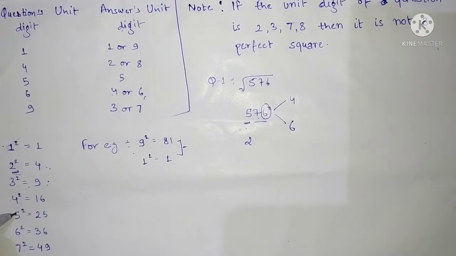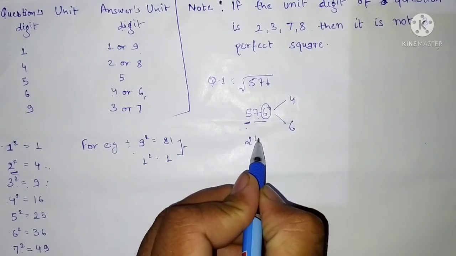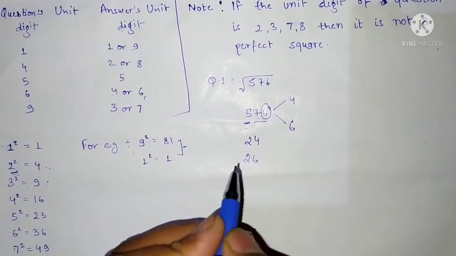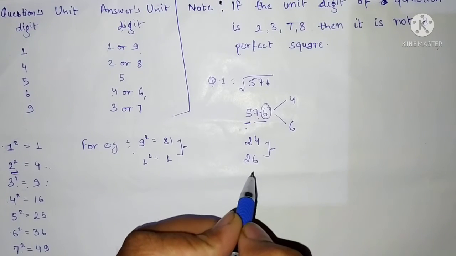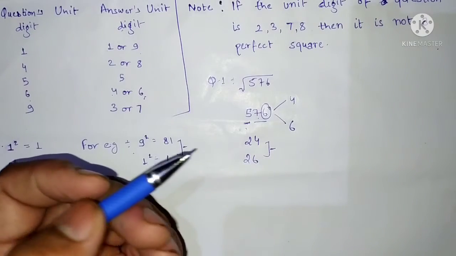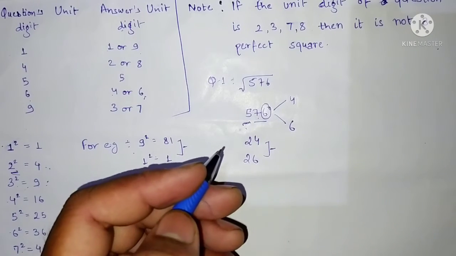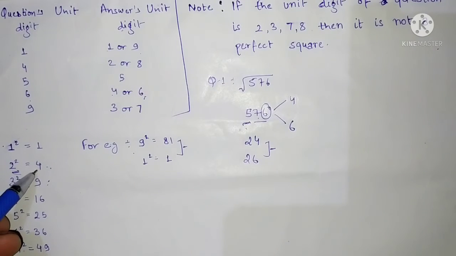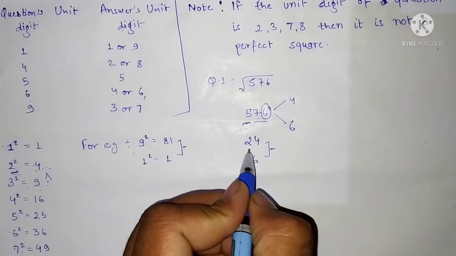So we have taken 2, and the answer must be 24 or 26. Only two numbers are there. Now we have to choose one from these two numbers. How will we do it? The next step is we have to see the second pair, which is 5, and see whether 5 is nearest to 4 or 9. 5 is nearest to 4, which is the upper one, so we take 24.